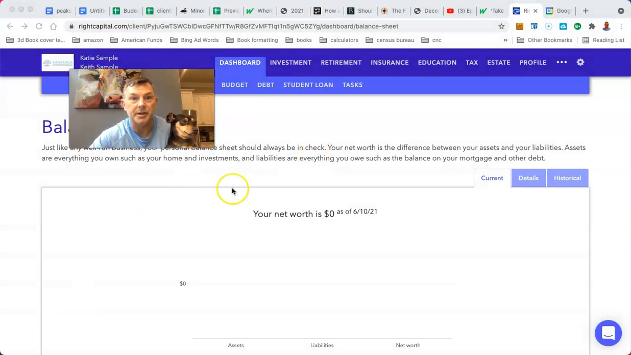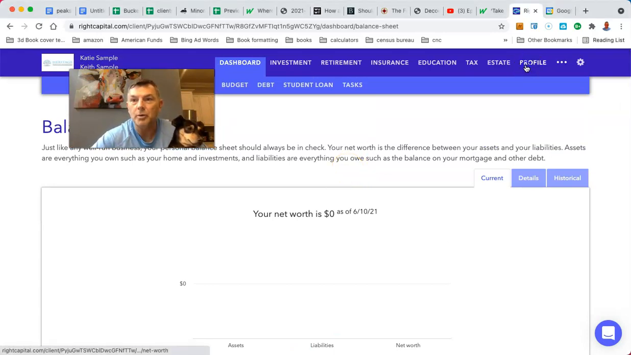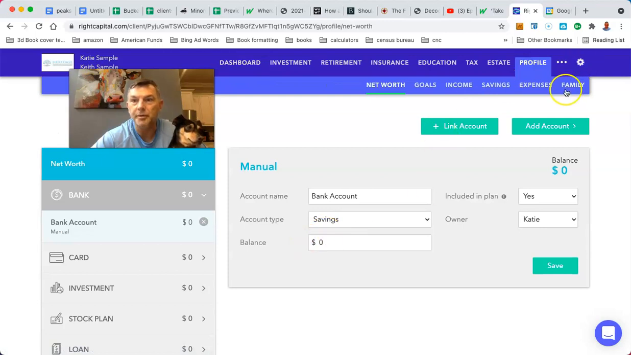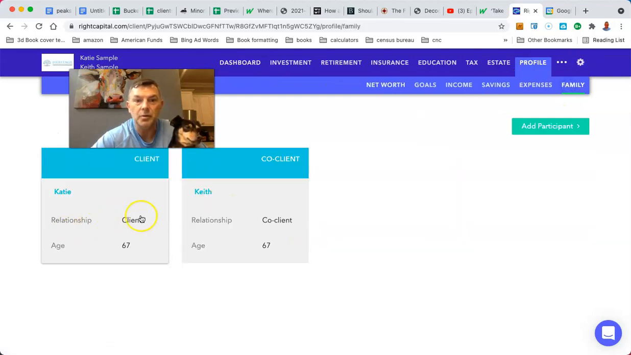All right, so you see, we got Kate and Keith Sample. They got no net worth at all. Nothing. They got no net worth. All right, now how old are old Kate and Keith? They're both 67 years old.